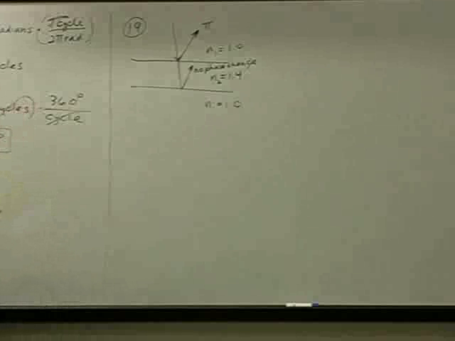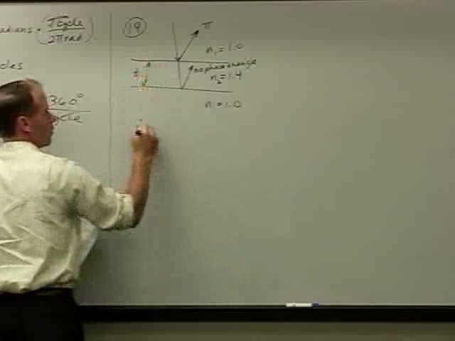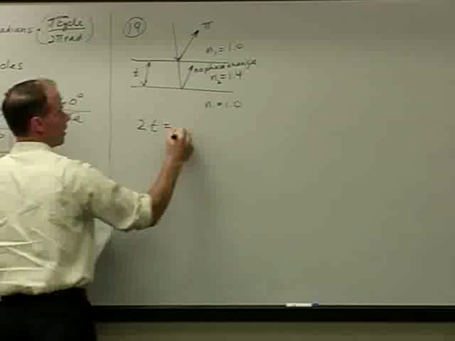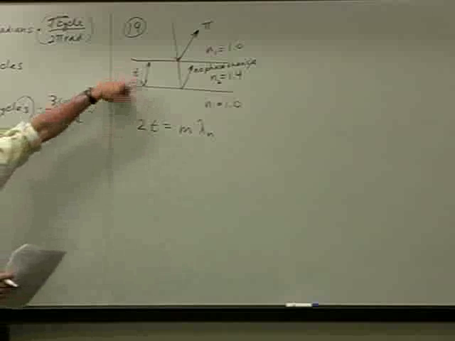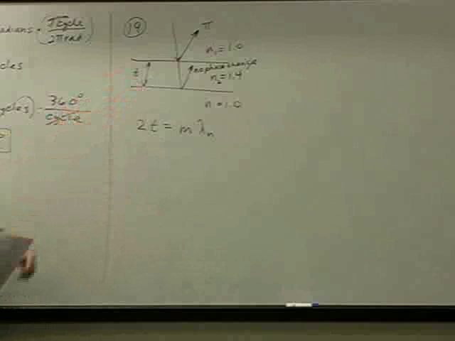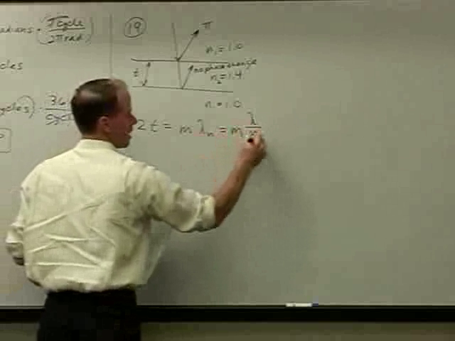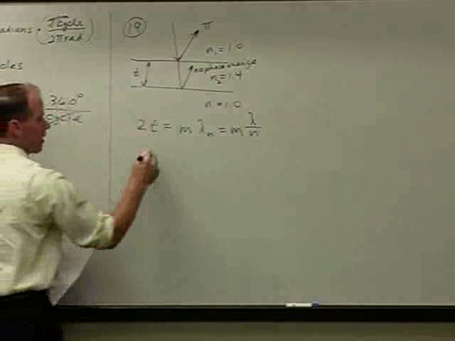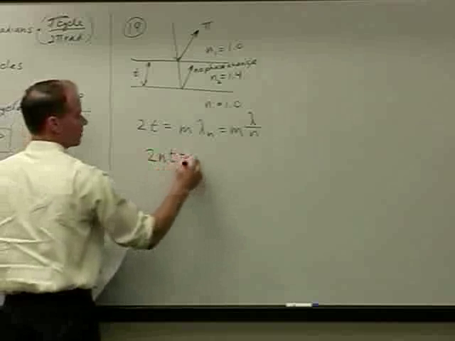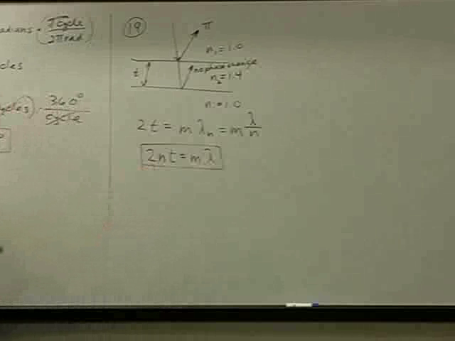So what we want is, if this is the thickness of this film, we want twice that thickness equal an integral number of wavelengths for the wave within the soap bubble. This wavelength is the wave out of the soap bubble divided by the index of refraction of the soap. So I can rewrite this as 2nt equals m lambda. Just kind of rederive the formula that we had in the notes.